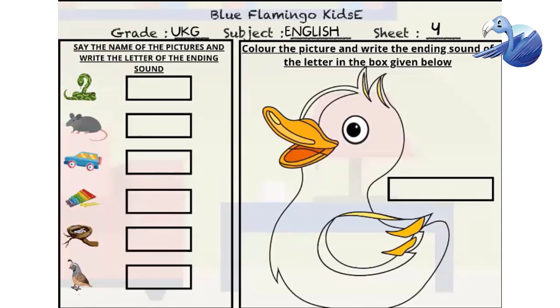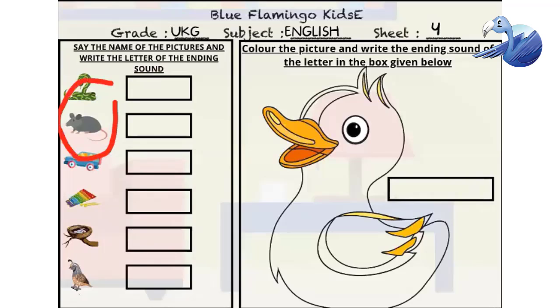Okay, so you have to write like, which picture is this? This is snake, but you have to write only E. And what is the phonic sound of letter E? It's E. Okay.